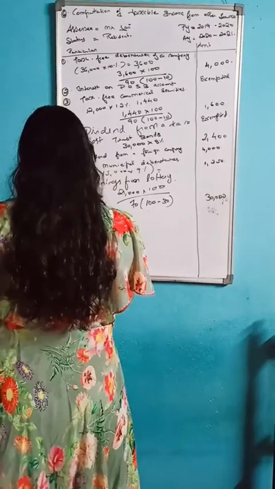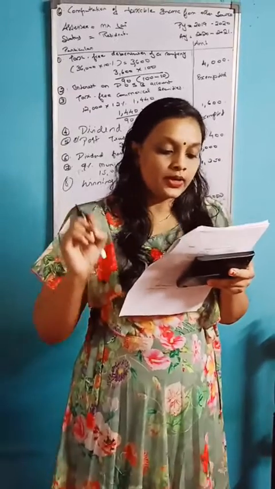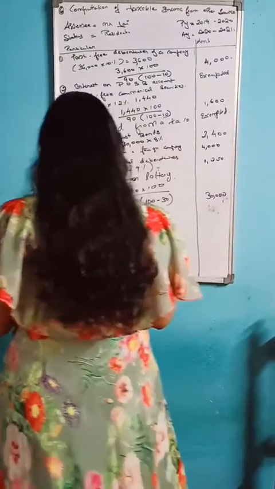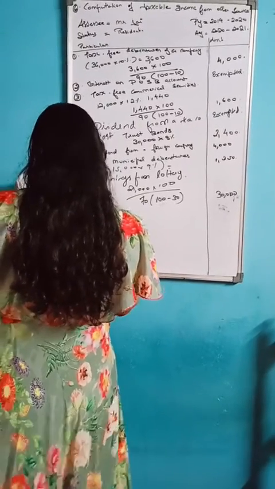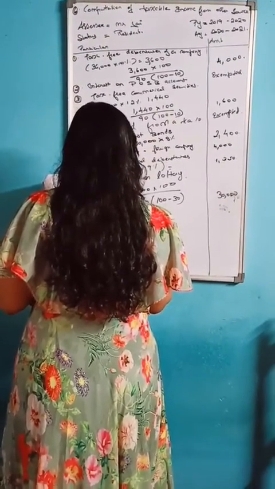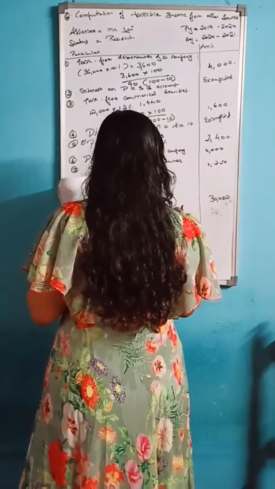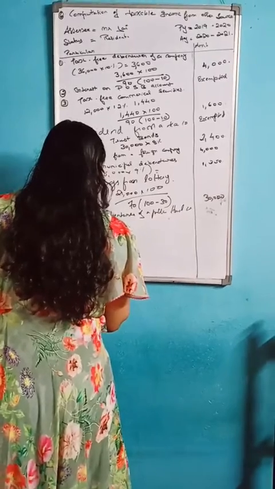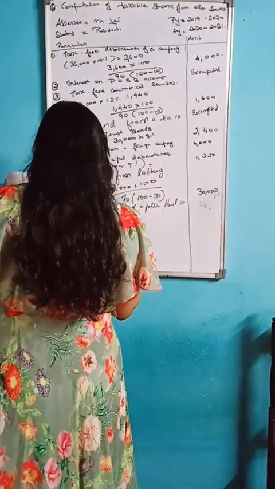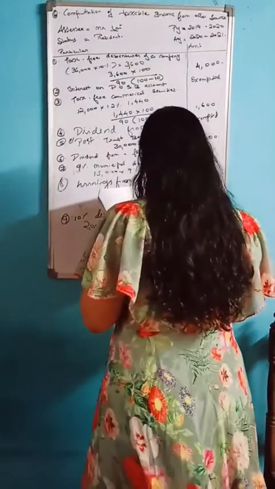Next, ninth problem is 2 lakh, 10% debenture of a public limited company. So it's taxable. So what is that? 10% debenture of a public limited company, the amount is 2 lakh. So 2 lakh into 10%, you will get 20,000.